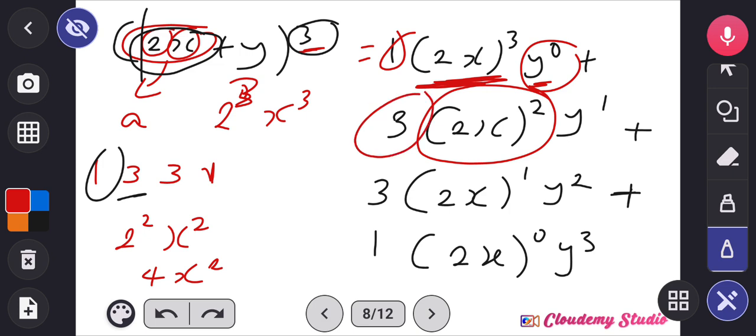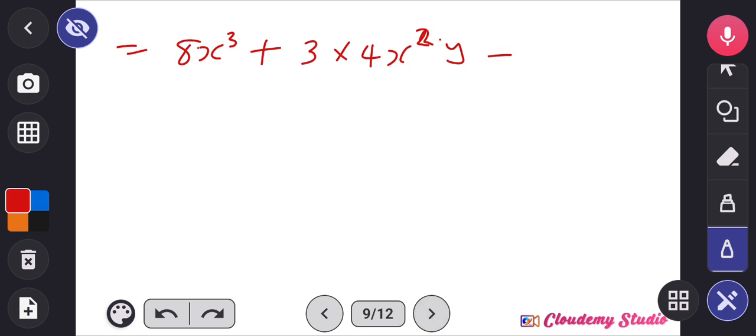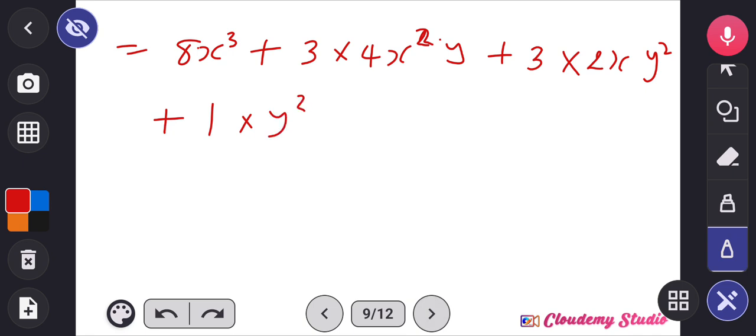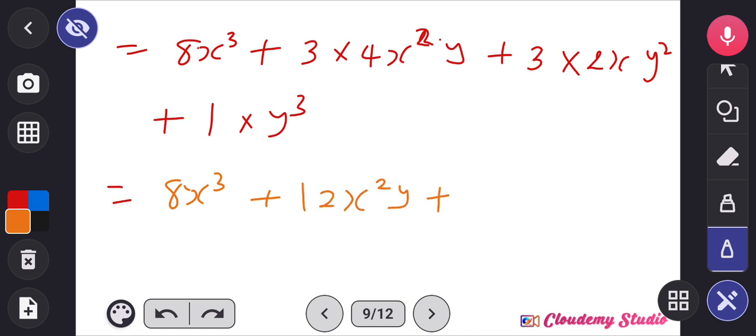The next one is now 2x raised to the power of 1, equals 2x, right? That will be plus 3 times 2x and y squared, plus 1 times, because 2x to the power of 0 equals 1, we are left with y cubed. And this is going to give us 8x raised to the power of 3 plus 12x squared y plus 6x y squared plus y raised to the power of 3.